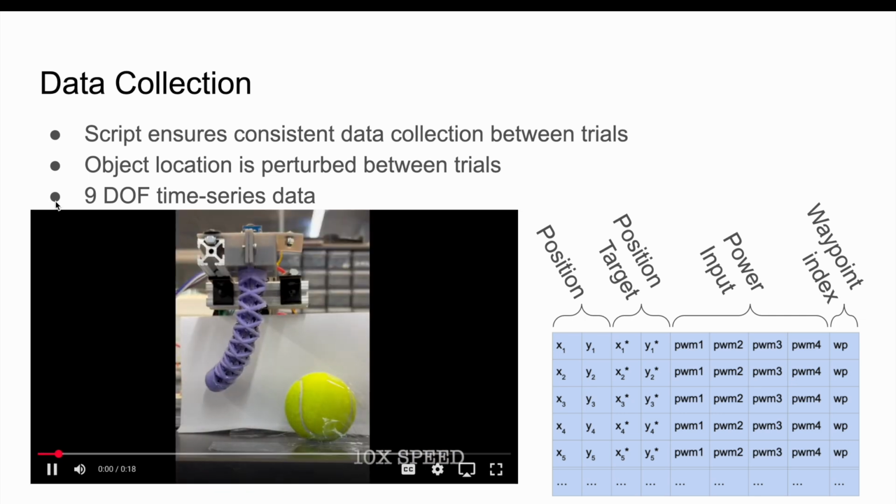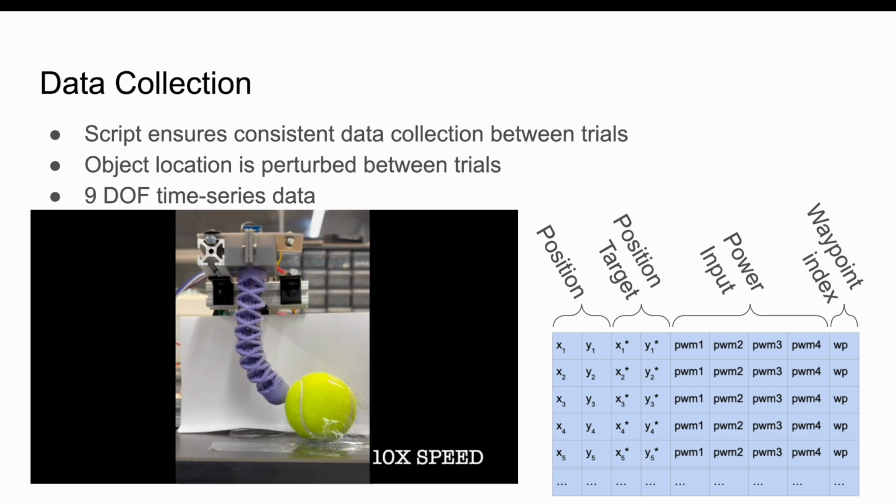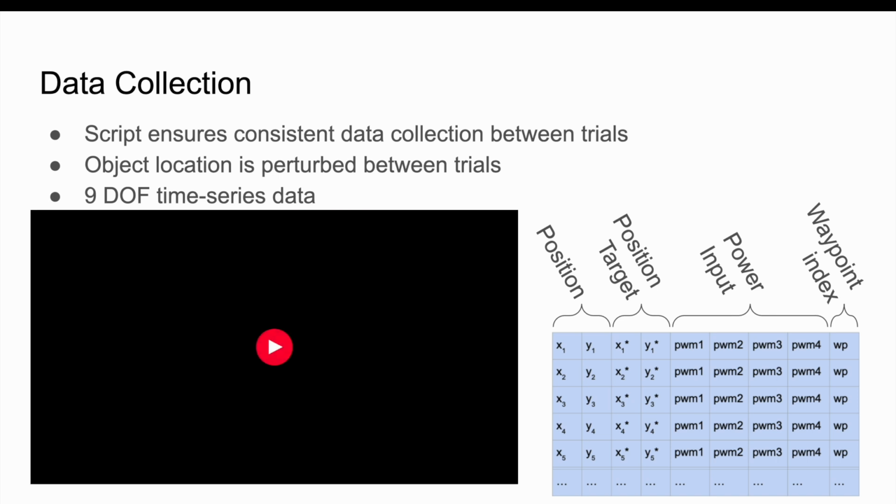So we have a script that will control the finger, and it will follow a waypoint-defined trajectory to interact with the object. This keeps interactions consistent between trials and different objects, and we perturb the object location between trials for variation in the data. From this, we extract 9 degree of freedom time series data with the position, target position, the waypoint index, and then power inputs to each of the SMAs.